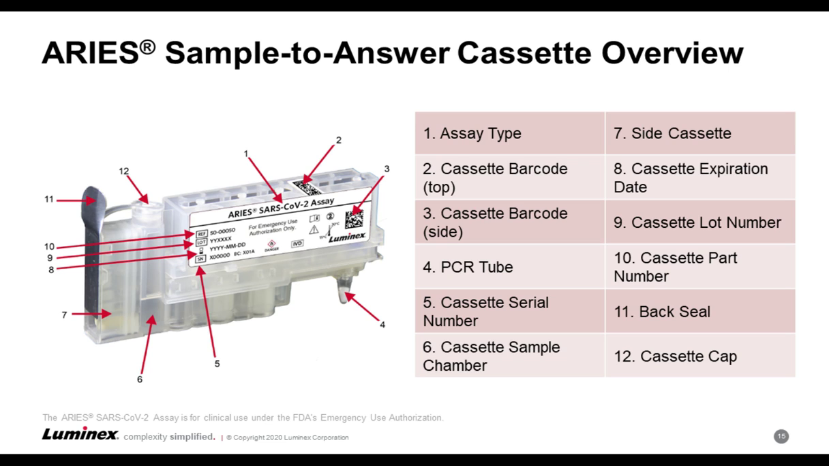Here's a close-up of what an Aries cassette looks like. You'll notice that it has some information within a sticker as well as a barcode. The barcode enables the instrument to identify the cassette, the assay type, the lot number, the expiration date, and so on. On the back, the only cassette preparation step is to peel off a foil seal prior to loading sample.